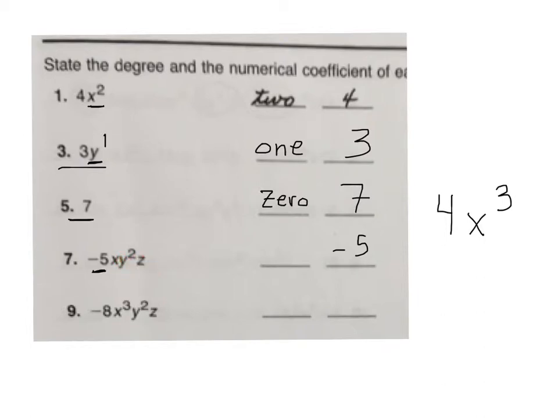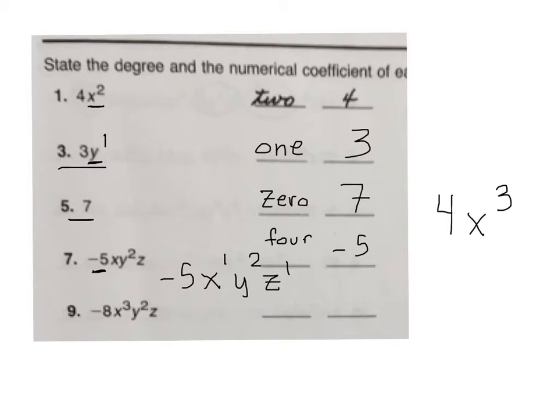Okay? So let me rewrite this. I've got -5, x, and what's x's exponent? 1. To the first. y squared. And what's z's exponent? 1. And so now what I do is I take all the exponents and add them. 1 plus 2 plus 1 is? 4. And so the degree is 4.